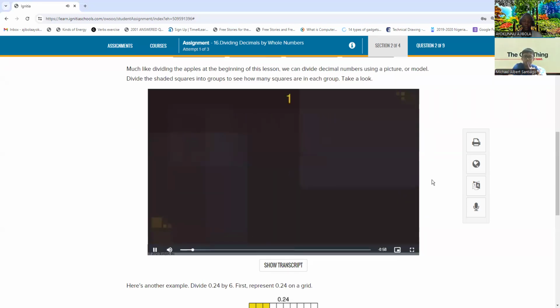Let's try dividing 1 and 5/10 by 5. Now look at the question. It says, let's try dividing 1 and 5/10, or 1.5, by 5. Is that clear?